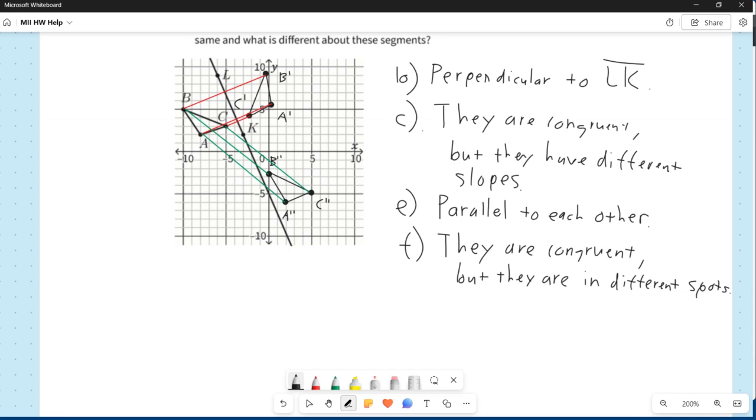So we're going to go down 10 and then reflect it over the y-axis. So let's take each point here. We'll start with A. From A, I'm going to go down 10. So 1, 2, 3, 4, 5, 6, 7, 8, 9, 10. That brings us to there.